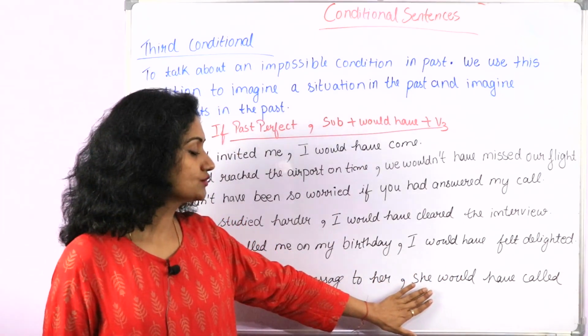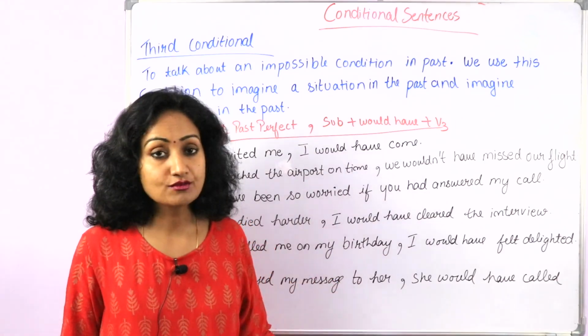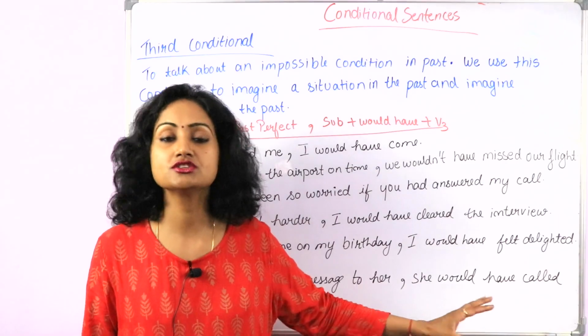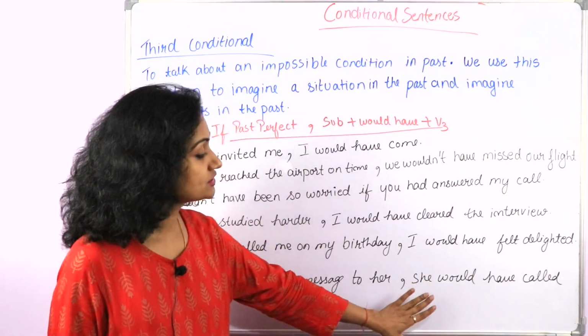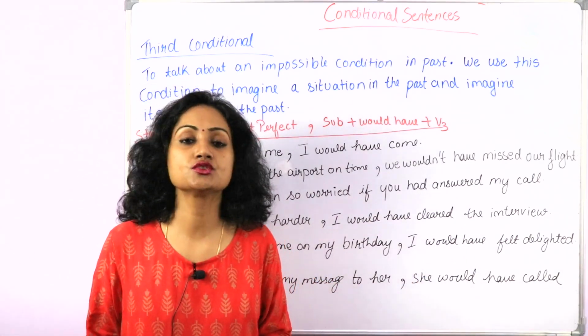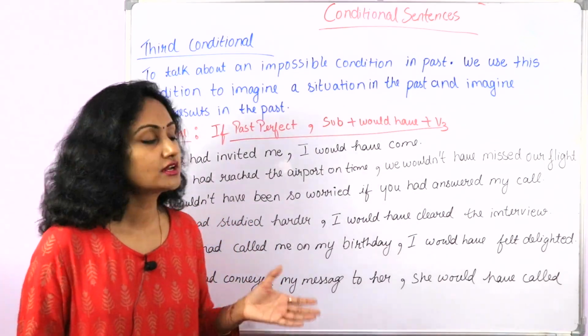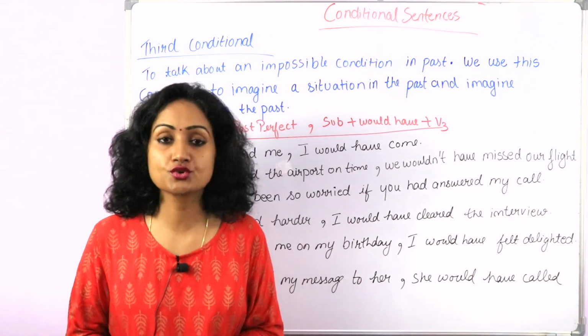So here you can use could have or might have also when you're not sure about the result. She might have called me, she could have called me. But if you say she would have called me, that means you're sure about the result. If she had received the message, she would have called me for sure.